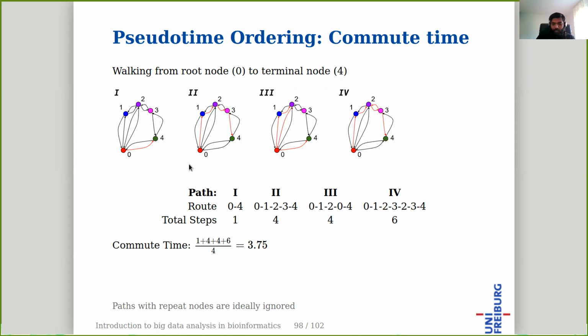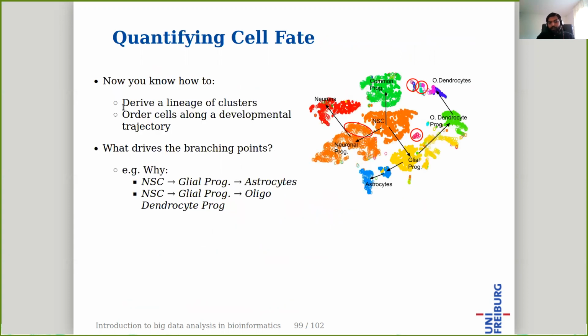So this is how we order all the cells, by computing the Markov chains and then computing the commute time. So now you know how to derive the lineage of clusters, how to order the cells along a development trajectory, and now we have to find out what drives these branching points. So branching points are something that is here.